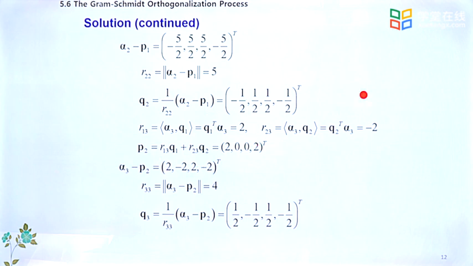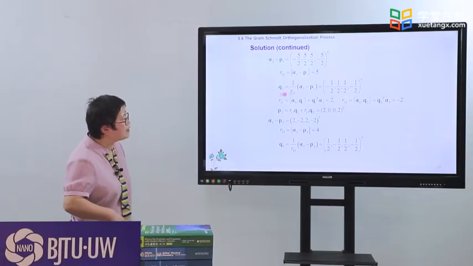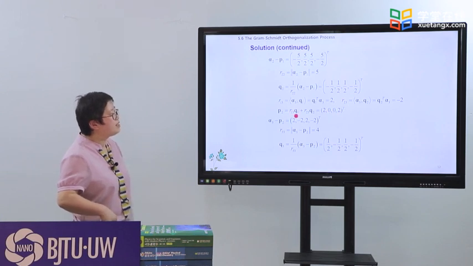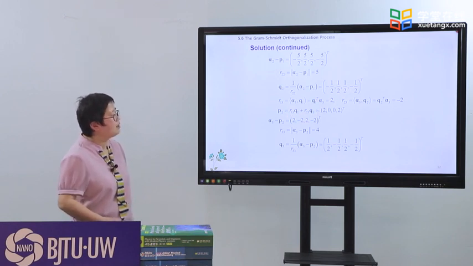And then we compute the other two values. One is R13. So R13 is the inner product of A3 and Q1. It equals Q1 transpose times A3, which equals 2. And we compute R23, which is the inner product of A3 and Q2, equal to Q2 transpose A3, which equals minus 2. Then you can compute the projection vector of A3 onto the span of Q1 and Q2. So P2 equals R13 Q1 plus R23 Q2, which equals this column vector.